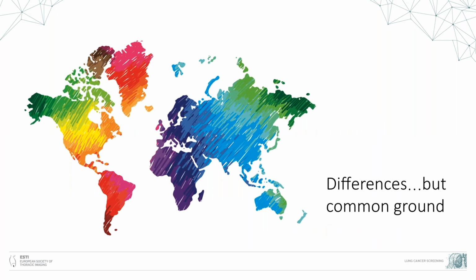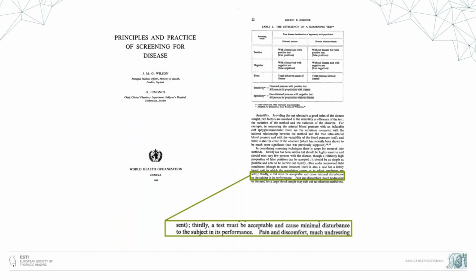I think it's evident that there will be differences on how lung cancer screening will be implemented in the different European countries, but on the other hand, there also will be a common ground. You're all probably aware of this paper. It is the landmark paper of Wilson and Jungner on the principles and practice of screening for disease. This manuscript was published by the World Health Organization in 1968, but even all these years later, it is still very accurate. And what do they say about the screening test? A test must be acceptable and cause minimal disturbance to the subject in its performance. And it seems that low-dose CT fits these criteria.